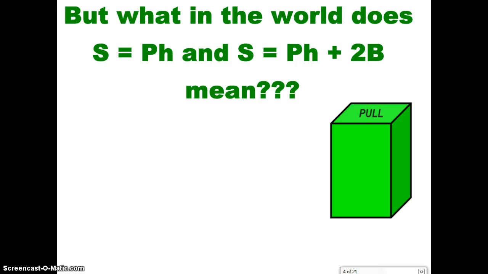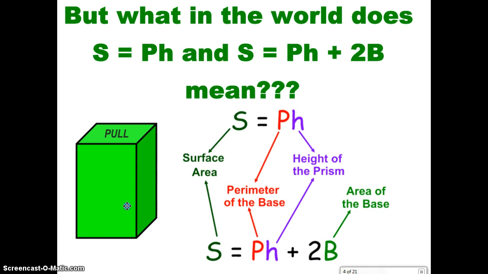But what in the world does S equals pH and S equals pH plus 2B mean? The S stands for surface area in both equations. The P stands for perimeter of the base for both equations. H is the height of the prism. And for our second formula, it says 2B. The 2 is because there's two bases, and B means area of the base. So let's look at this a little bit further.